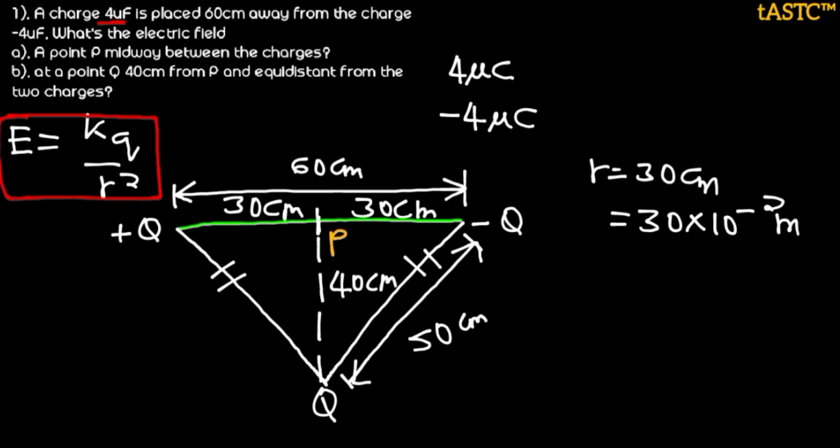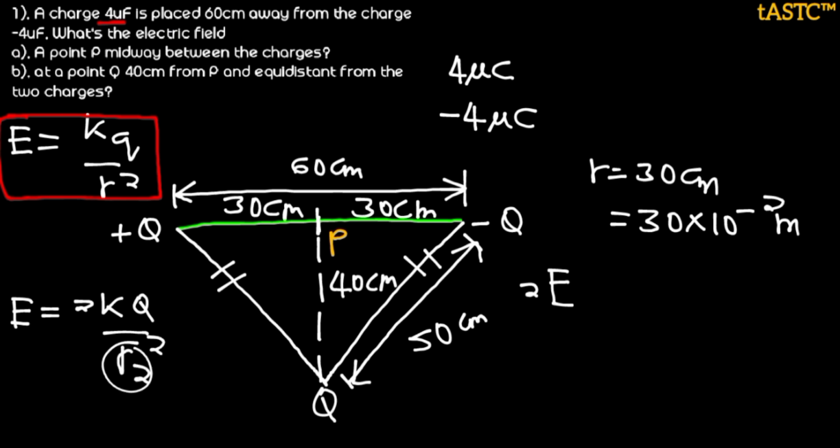So we just need to find out the electric field as a result of this in this direction, and as a result of this in this direction. That is basically going to be 2 multiplied by E. That will be the total electric field. In this case, we just need to change the distance between the two positions. So E is equal to 2 multiplied by kQ divided by R2 squared. Now R2 in this case is going to be 50.